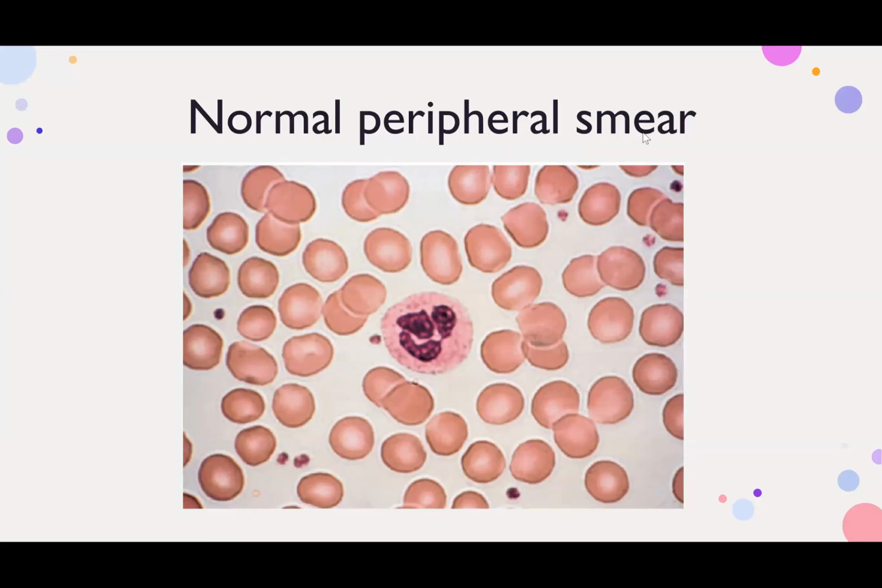All right, this is a normal peripheral smear. How do we know this is a normal peripheral smear? Well, we have a neutrophil here with 3 segments, and we have RBCs, and those RBCs have central pallor. There is central pallor here. This central pallor is very important because if you have an increase in the central pallor, it suggests iron deficiency anemia.